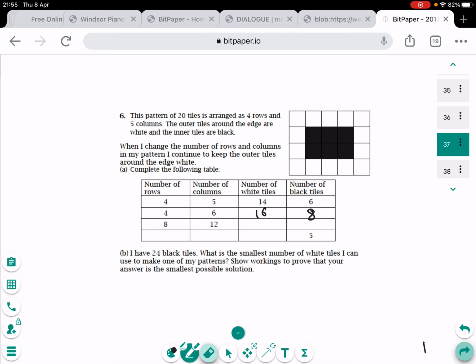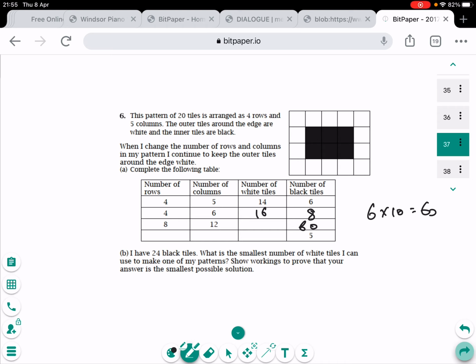And so basically that would become 8 rows. So therefore you minus that by 2. So you would get 6 times 12 minus 2, 10 equals 60. And number of white tiles, number of rows and columns. So 20.